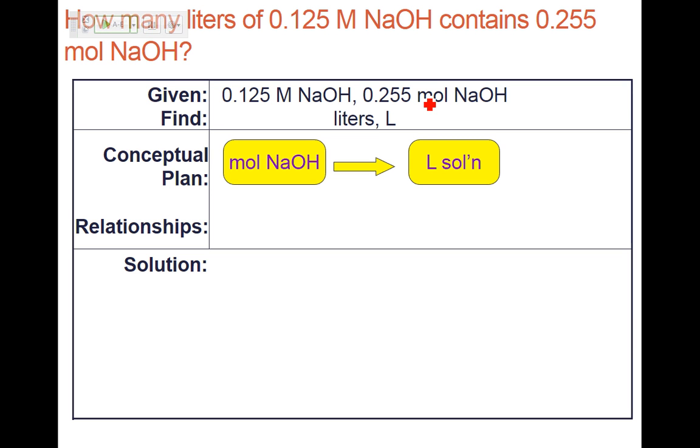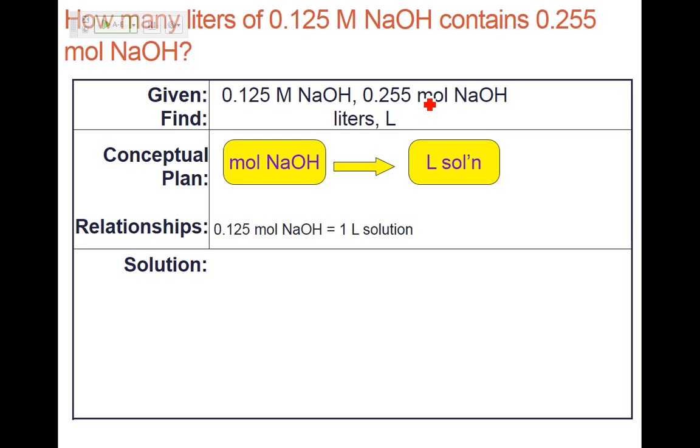To convert moles of sodium hydroxide to liters, we need that relationship from our molarity. And that tells us that we have 0.125 moles of sodium hydroxide, not 0.125 liters of solution. Remember, our definition of molarity is moles of solute, our solute being sodium hydroxide, per liter of solution. So do not interconvert these numbers. This 0.125 is tied to moles of solute. So this tells us that we have 0.125 moles of solute for 1 liter of solution.